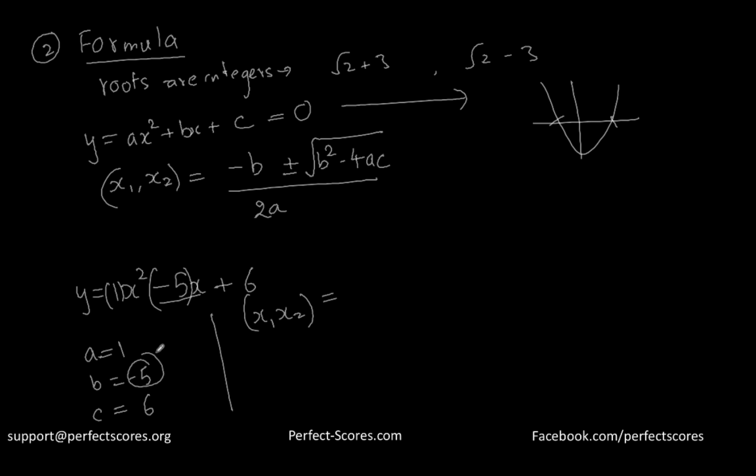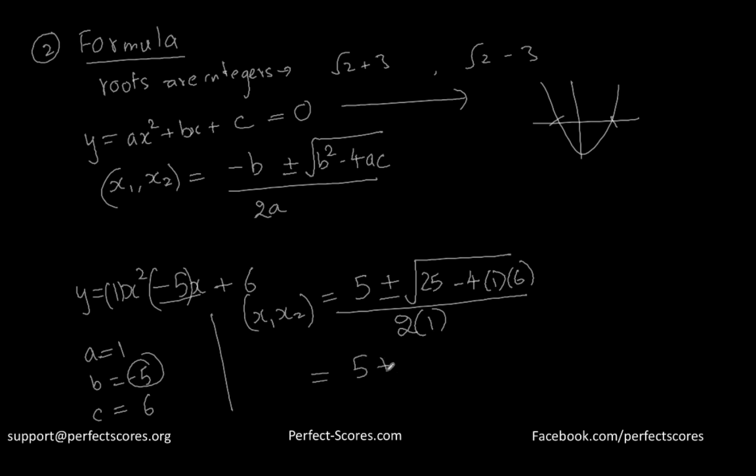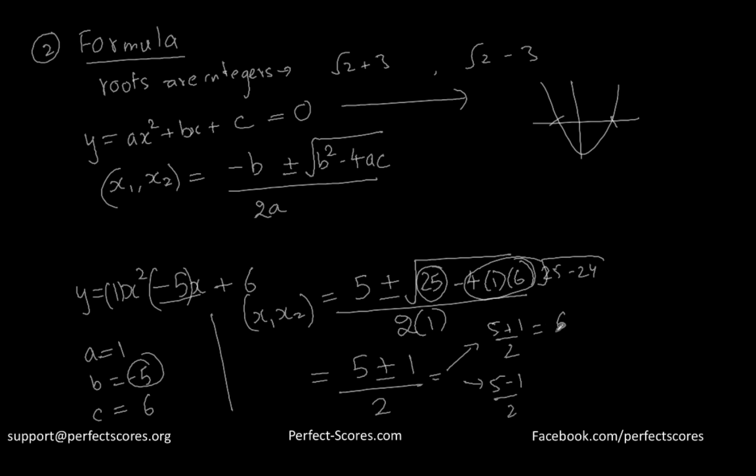So if I try to find the roots, they are going to be equal to minus b, that is minus 5, which is 5, plus or minus the square root of b square, which is 5 square, which is 25, minus 4 into a into c, divided by 2 times a. So this comes down to 5 plus or minus the square root of 25 minus 24, which is actually 1, divided by 2. So the 2 roots are 5 plus 1 by 2 and 5 minus 1 by 2, which is 6 by 2, which is 3, or 4 by 2, which is 2.